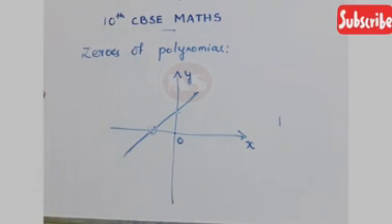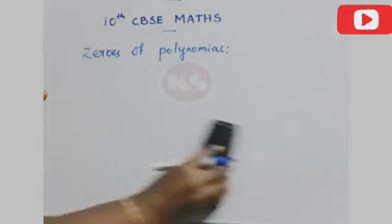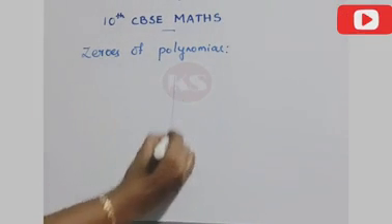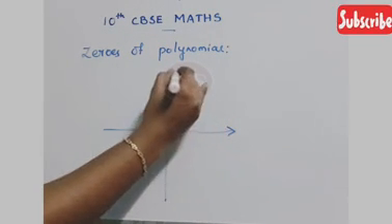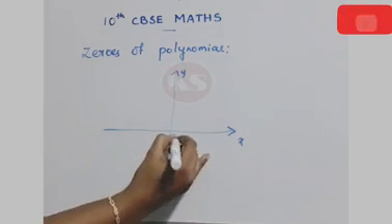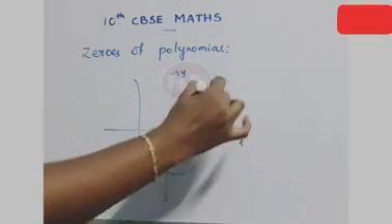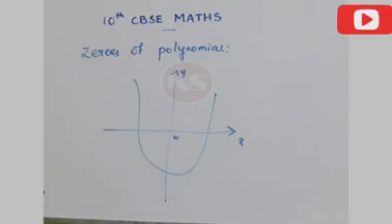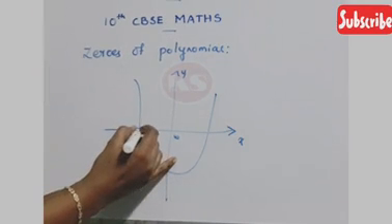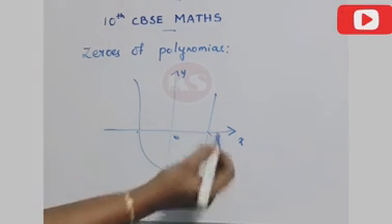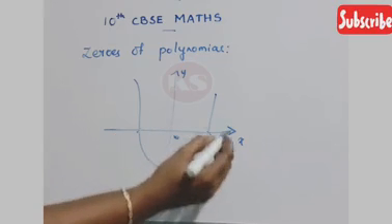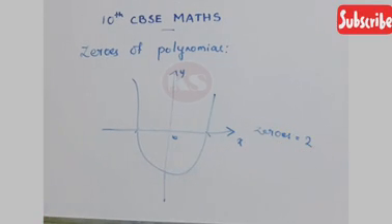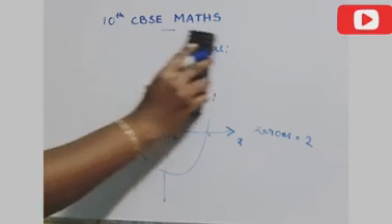In the same way, they will give some graphical representations, and from that you have to find the zeros of the polynomial. If it is a parabola like this, how many zeros are in this graph? It's cutting here and here, so there are 2 points, and the number of zeros of the polynomial is 2. It's very easy, right? That's it.